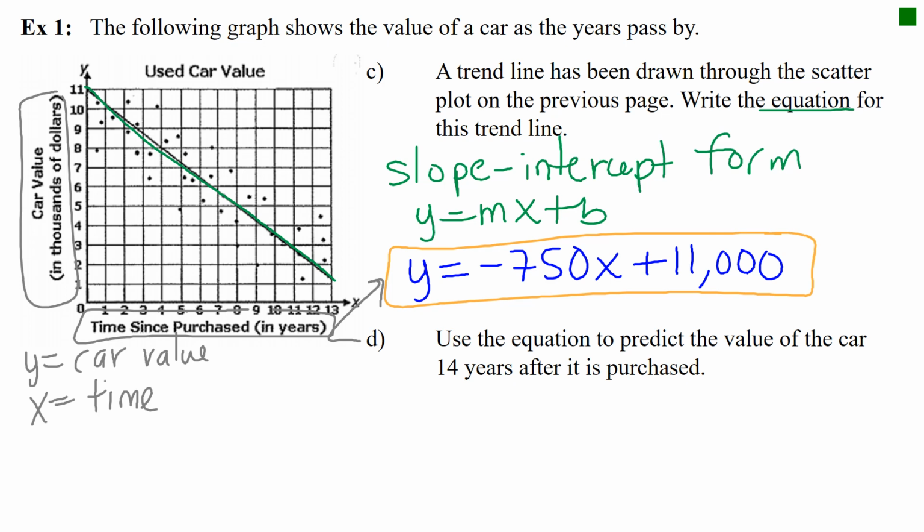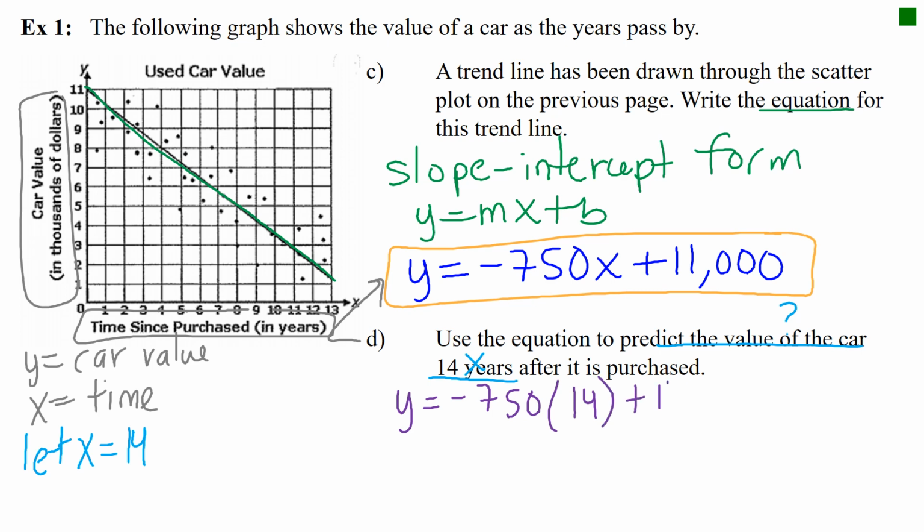So we don't know the value of the car. So we don't know y, but we do know x, how many years. So we're gonna let x equal 14, and we're gonna go ahead and plug it into the equation that we got for part C. Okay? So the equation was y equals negative 750, but for x, I'm gonna substitute 14 years, close it up, plus 11,000.